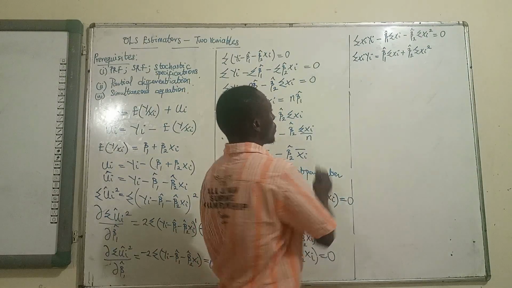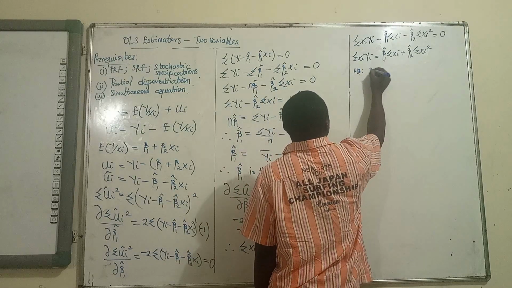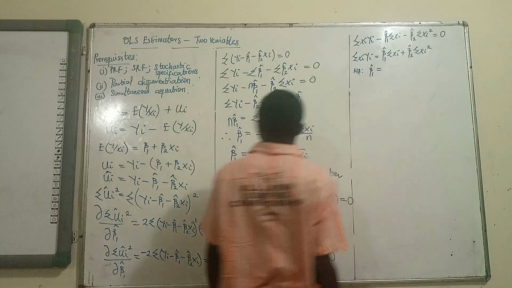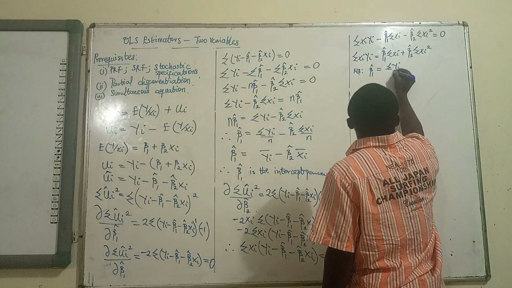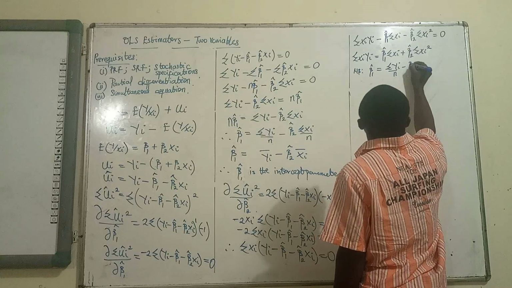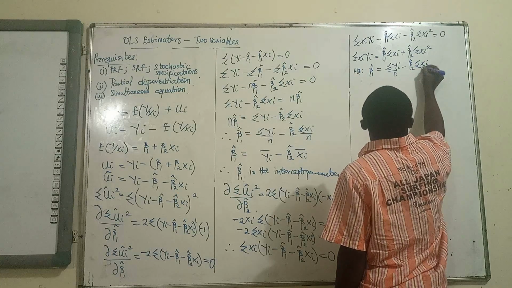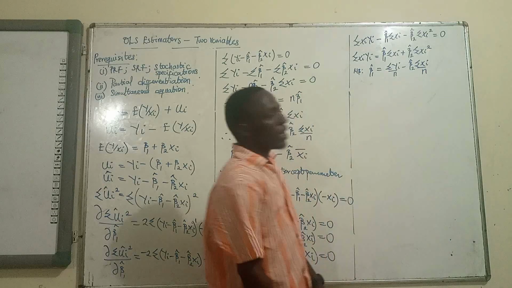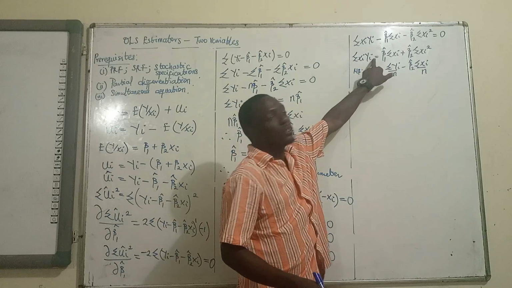So we have this. Now you will recall that we already have beta 1 cap as summation yi over n minus beta 2 cap summation xi over n. So what we'll do now is that we substitute this beta 1 cap, we substitute its value back into what we have here.